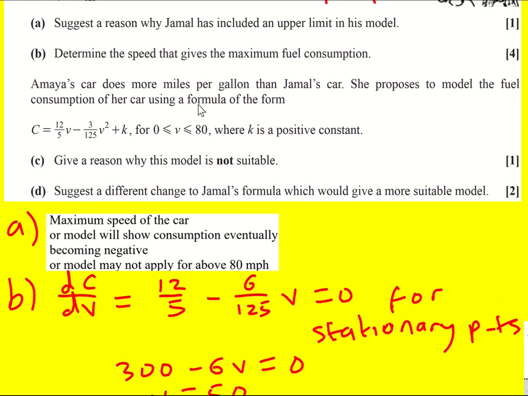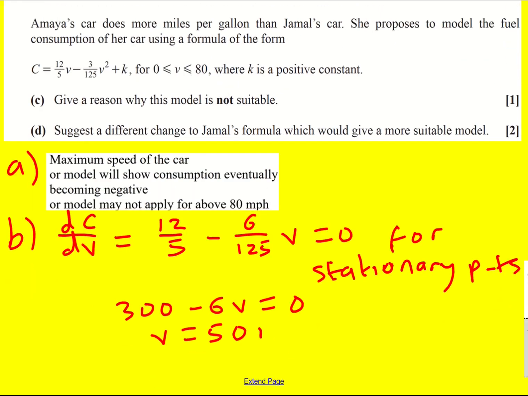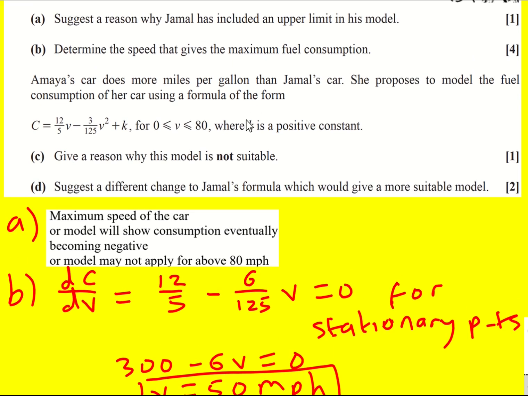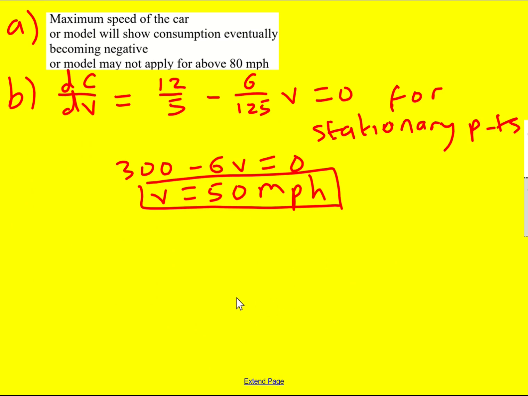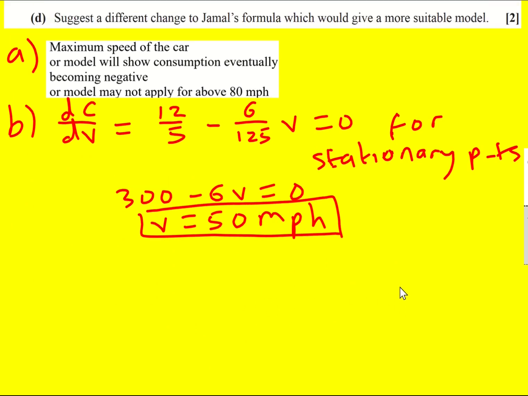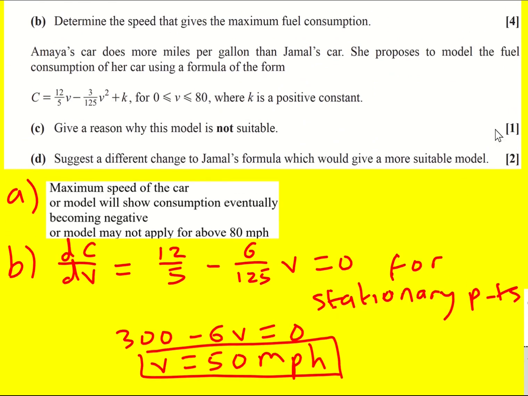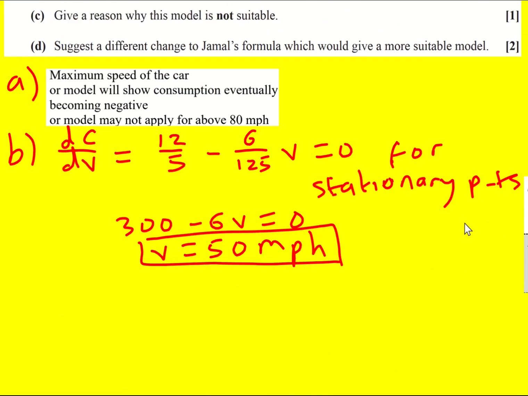Now, I will also write the unit in, and I think you get marked on it in this case. It is good practice anyway. So V is equal to 50 miles per hour. Actually, we're not quite done. It does say determine the speed that gives the maximum fuel consumption. It's not explicitly saying so, but you are expected in this question to show that it is a maximum. I suppose the hint is that it's a 4-mark question.